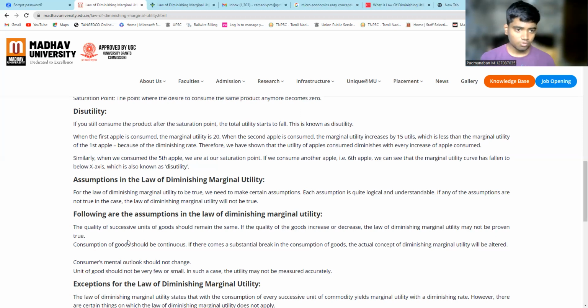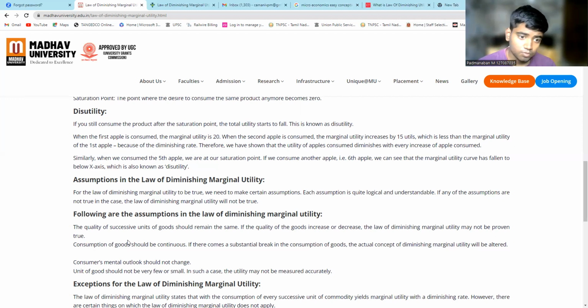Following are the assumptions. These assumptions should be taken as certain conditions to be followed in case we want the law of diminishing marginal utility to be accurate. So it may not be suitable for all conditions. Only under a particular set of conditions can the law of diminishing marginal utility be valid. Otherwise it can't be applied.